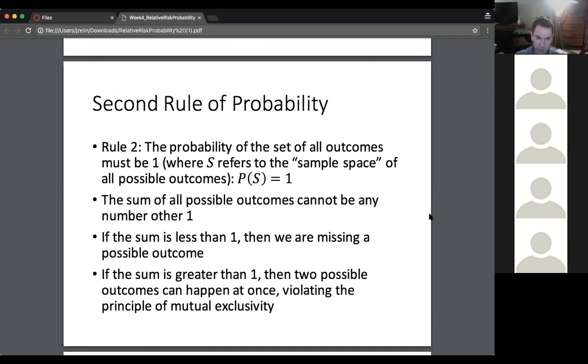And the second rule of probability is that the probability of a set of all outcomes must be 1. So you have to be able to add up all those exhaustive events and have the sum equal 1. The sum cannot be any number other than 1. If it's less than 1, then we're missing a possible outcome. We didn't account for that. If it's greater than 1, then two outcomes are happening at once, which is going to violate that principle of mutual exclusivity.